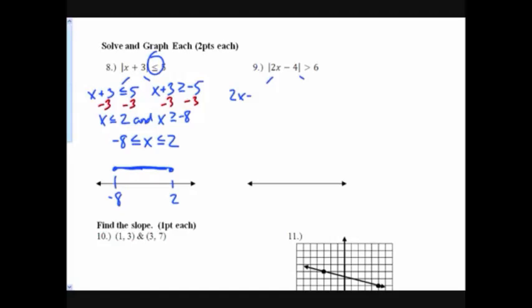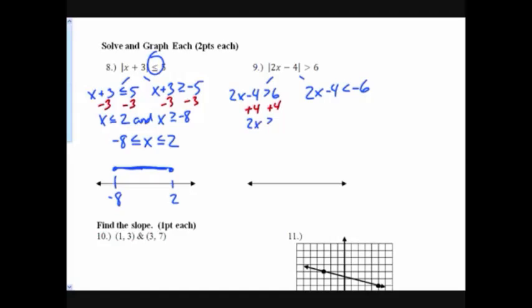I split it up. I've got the 2x minus 4 is greater than 6, and then I have the 2x minus 4 is less than a negative 6. Again, I change the sign of what's over there. I flip the inequality sign. Now I have to solve each. So I add the 4 to each side.